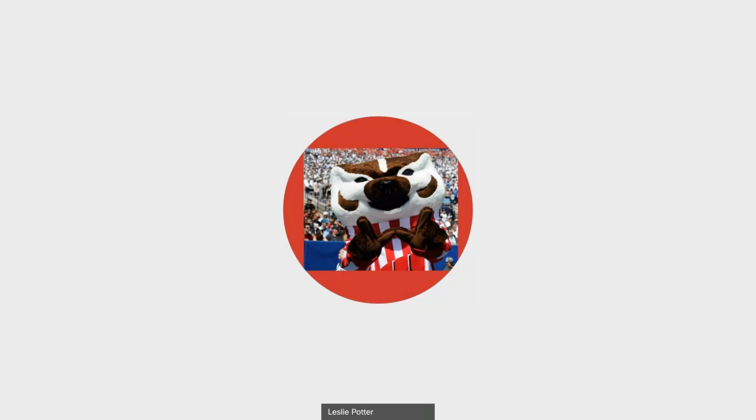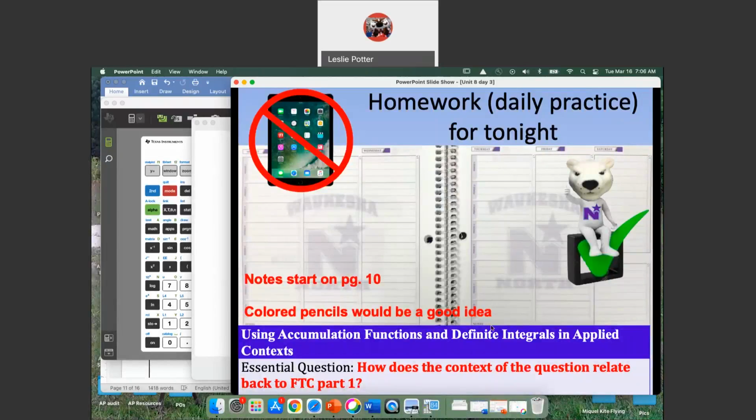3 notes. You might want to have colored pencils. That might be a good idea, doing the color coding in these notes.